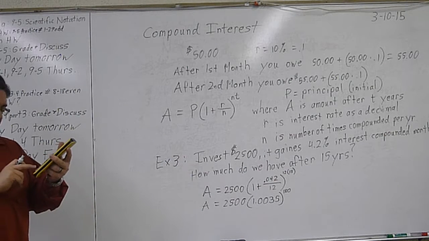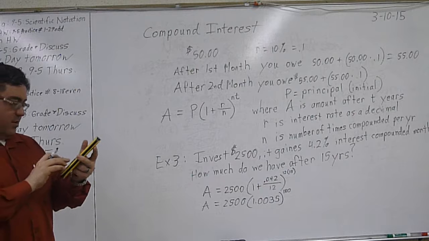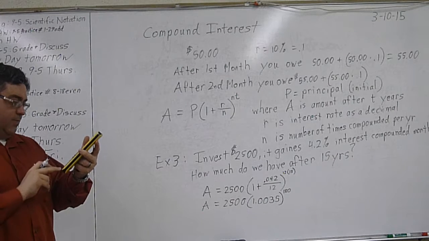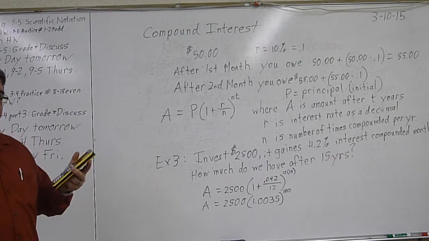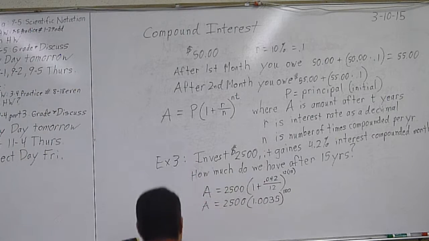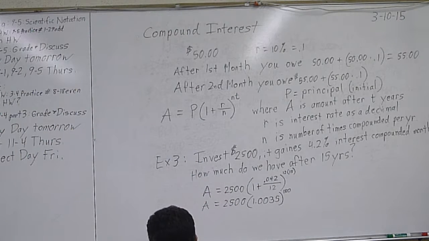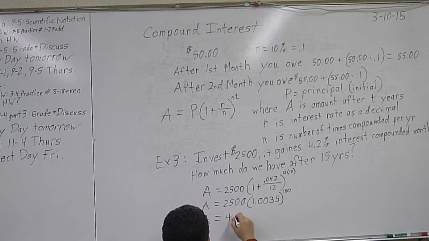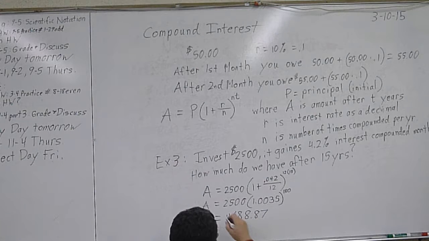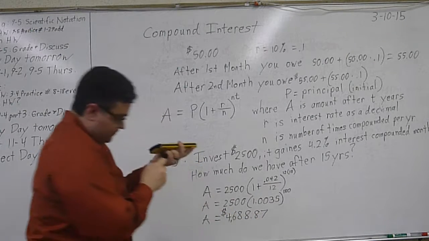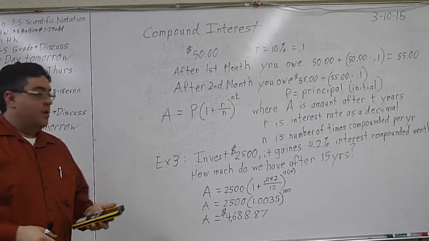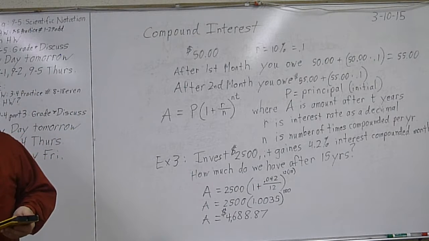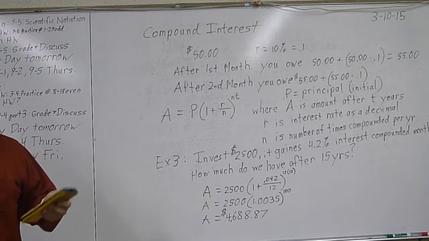So now I can do 1.0035 raised to the 180th power. And then I'll take that answer and multiply by 2,500, giving me an amount of $4,688.87. The more times you compound something, the more money you make, or the more money you owe.